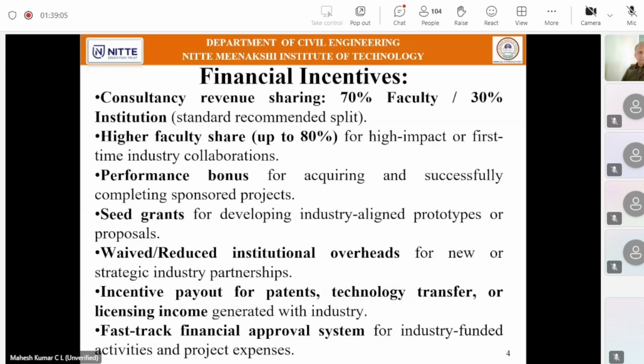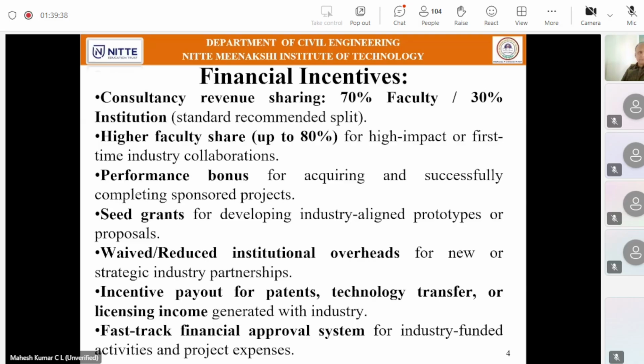Looking at financial incentives, clear revenue sharing policies have not been drafted. If I draft a policy, I would say 70% should be given to the faculty if they get any consultancy project at the institute, and 30% to the institution. There should also be a higher faculty share for high-impact or first-time industry collaborations. We have 100 industries in Bangalore, which is an electronic city, so we have multiple industries at hand.